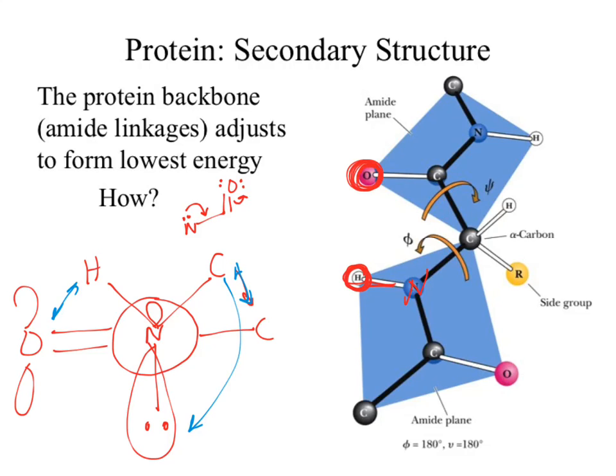So if we rotate about those, we end up generating new angles. Okay. Depending on what secondary structure we get, very particular angles. Are you responsible for knowing what those exact angles are? Absolutely not. Okay. You are responsible for understanding that those angles can rotate, and that's where the structure is going to adjust to allow us to get into the secondary structure.